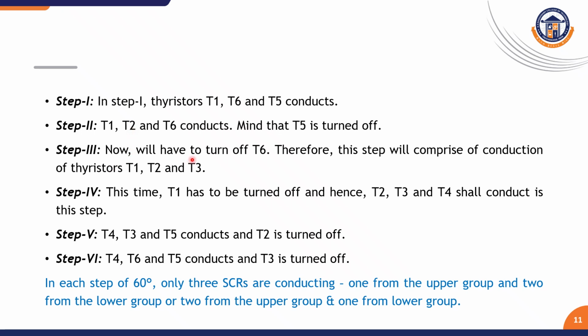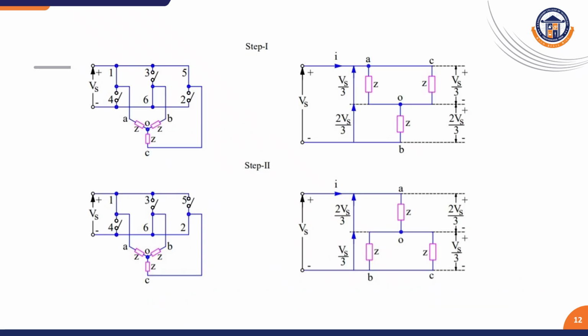Now in step 3, T6 will be turned off, and T3 will be given firing pulse. Again it will be repeated. T1 will be turned off. For each step interval, you can observe one switch will be conducting for every 60 degree interval, and totally 180 degree interval. Like this, we can have the equivalent circuit for this inverter.